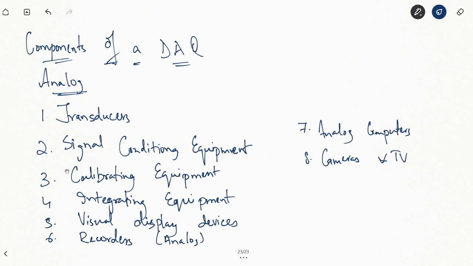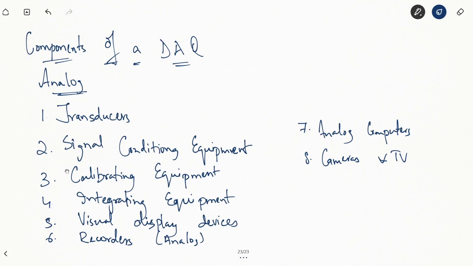If we want to record or display anywhere, we can have TV etc. So these equipments do not form a necessary part of the data acquisition system, but they can be used with the data acquisition system as well. So you basically have different devices.